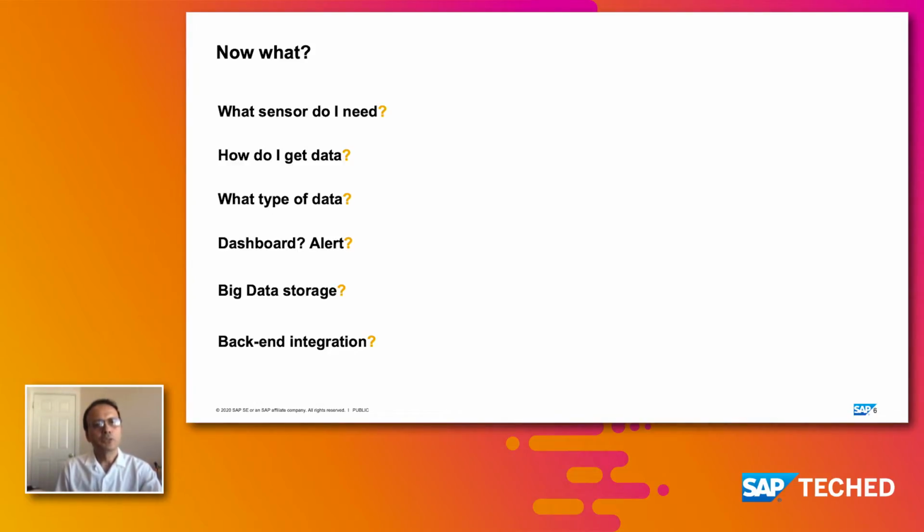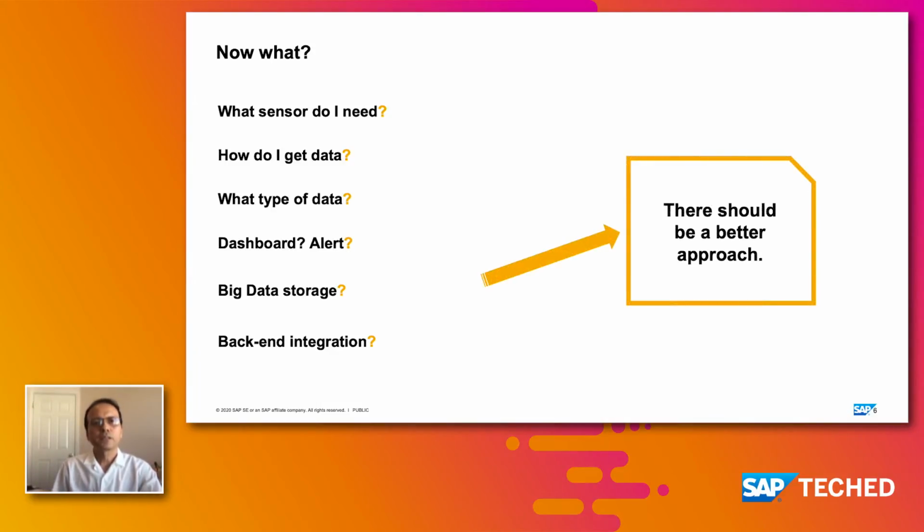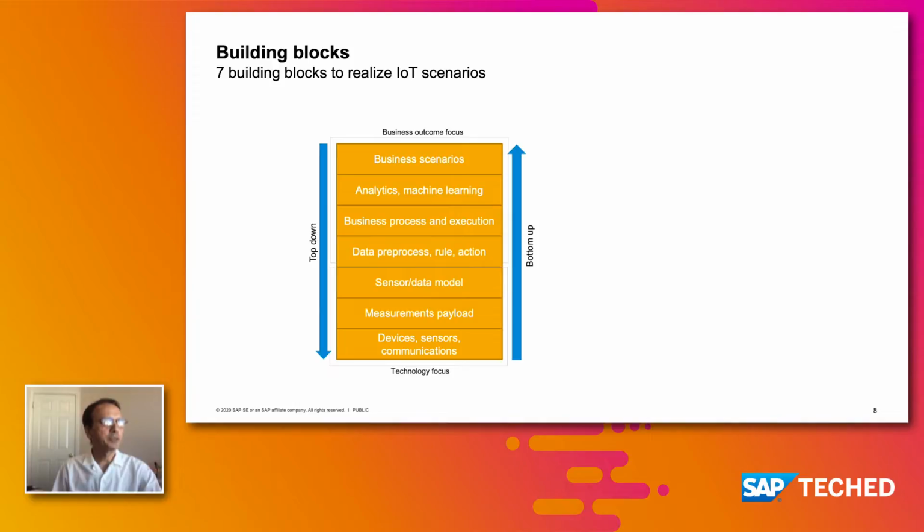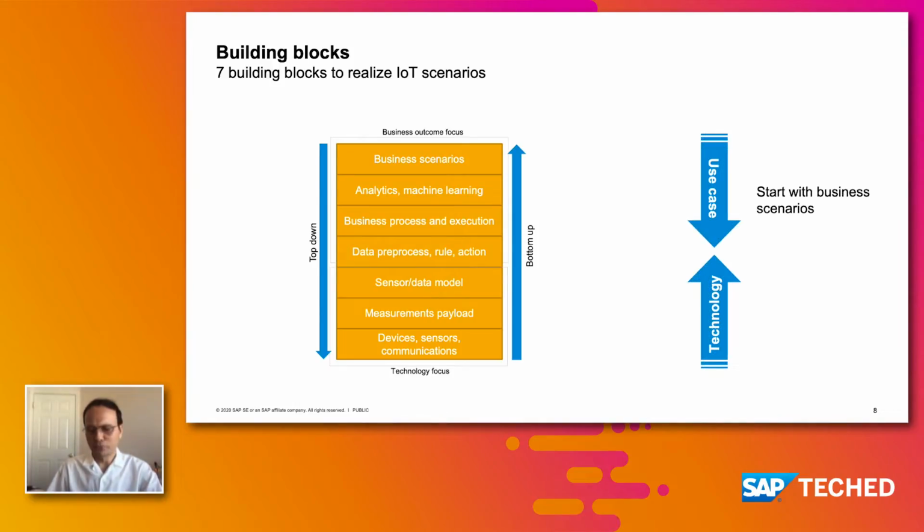So the question is, is there a systematic way to find out the technical challenges while at the same time keeping the larger goal for the customer, the business outcome, in view? There should be a better approach. That's where we try to find out what we can do to get this better approach.